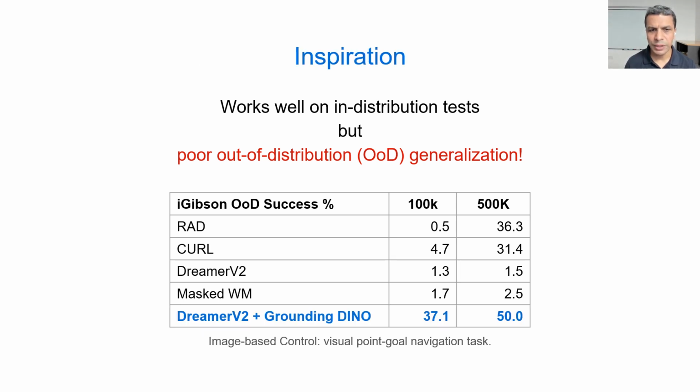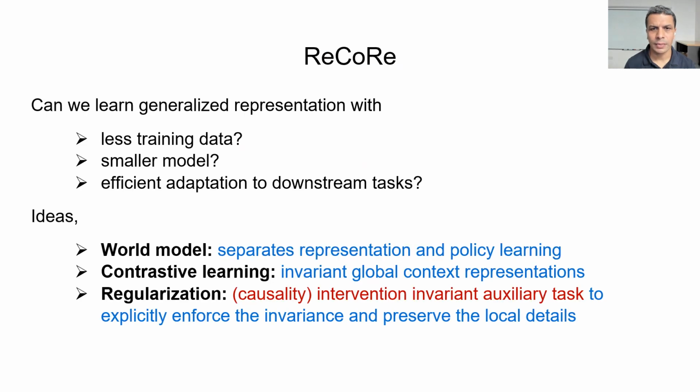However, when we replace the visual perception module of Dreamer V2 with Grounding DINO, the result has been improved significantly. Inspired by the results of foundation models, in this work we ask, can we learn generalized representation with less training data and a smaller model, which is also good for efficient adaptation to the downstream task?